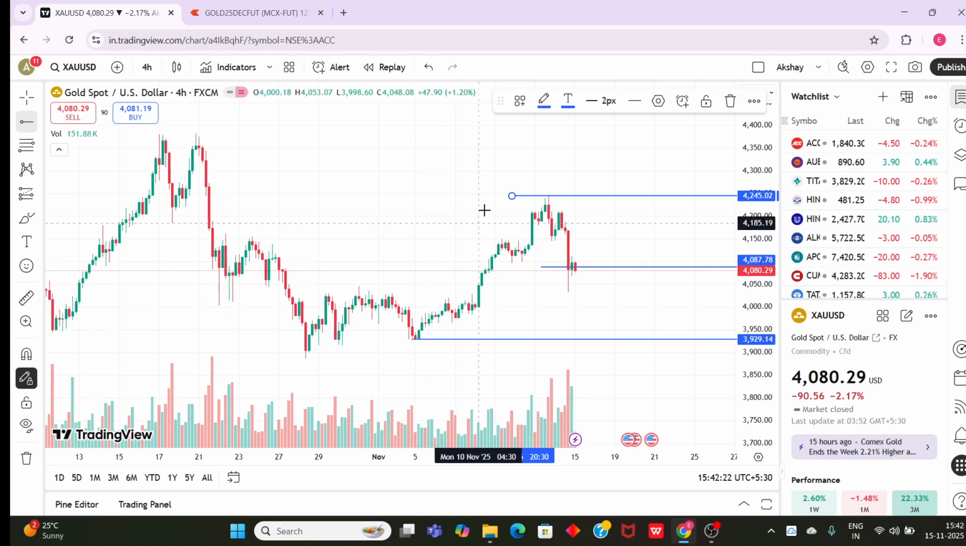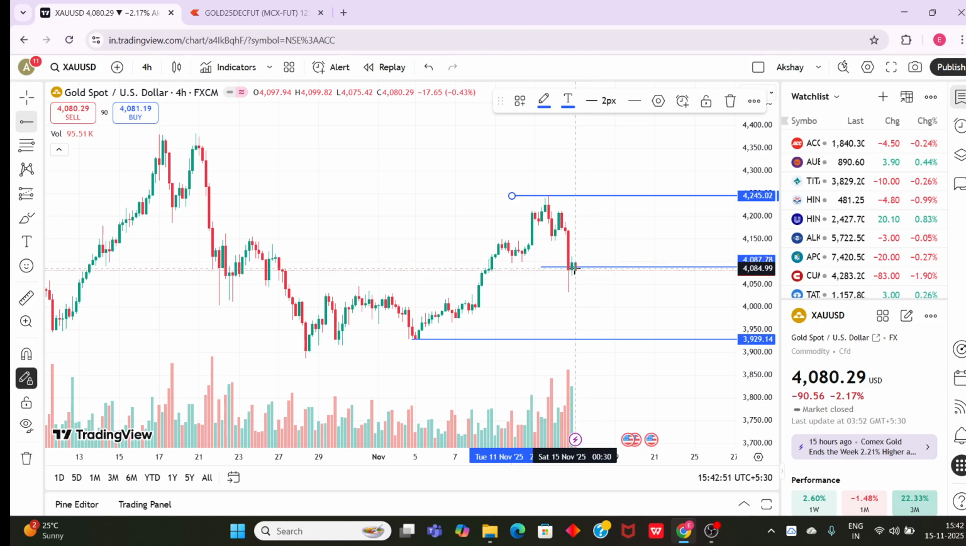So you mark the low and high of the candles. The low would be 3929 and the high would be 4245. The total rally would be 316. Divide it by 2, which is 158. So 158 you have to subtract from the top, 4245 minus 158, which is 4087 exactly. I had drawn the line.